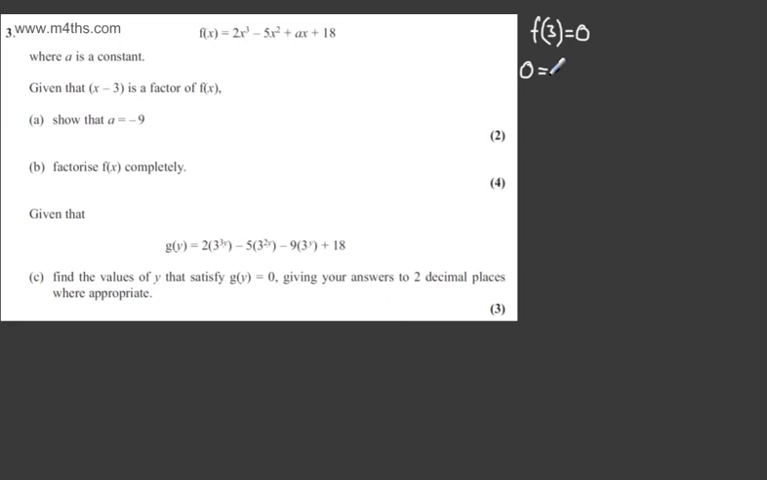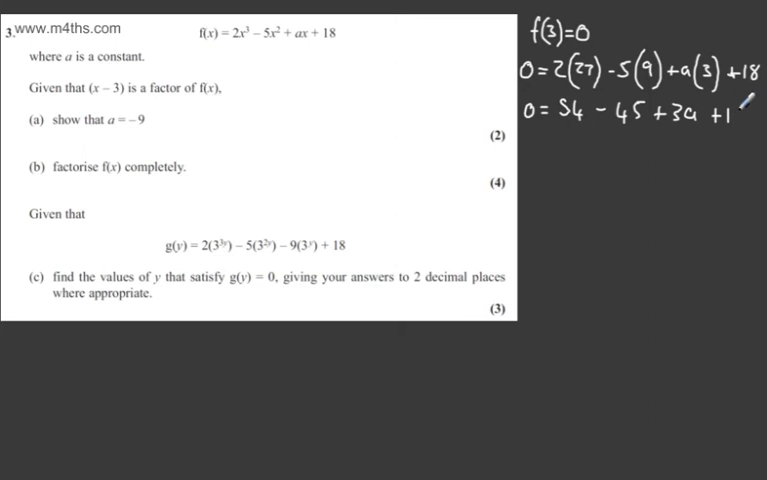Setting the left hand side to 0, 0 will be equal to 2 lots of 3 to the power 3, which is 27, minus 5 lots of 3 to the power of 2, which is 9, plus a lots of 3, plus the 18. If we tidy this up, we have 0 = 54 − 45 + 3a + 18. 54 − 45 + 18 gives 27, so we've got 27 + 3a. Therefore, we can state at this stage that a is equal to −9. You can, of course, go ahead and solve that equation, but the workings here should be sufficient for the 2 marks.